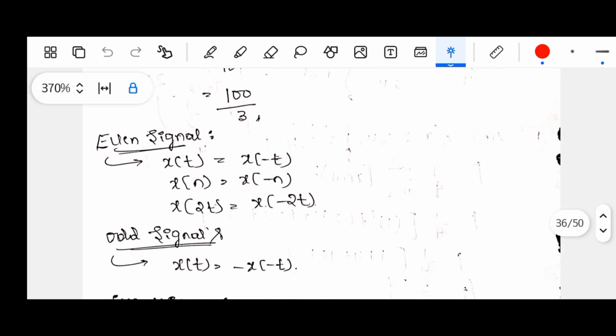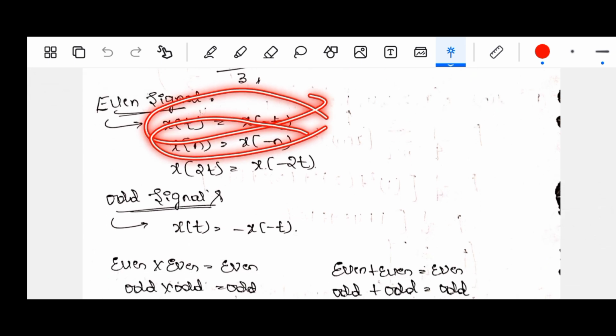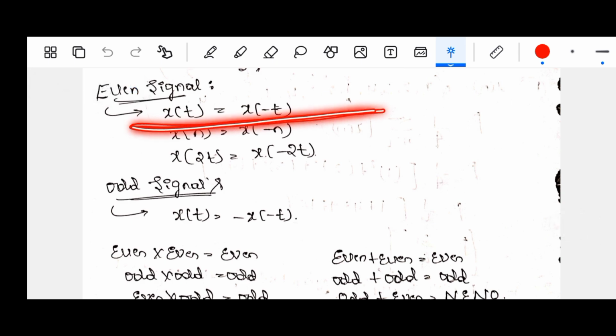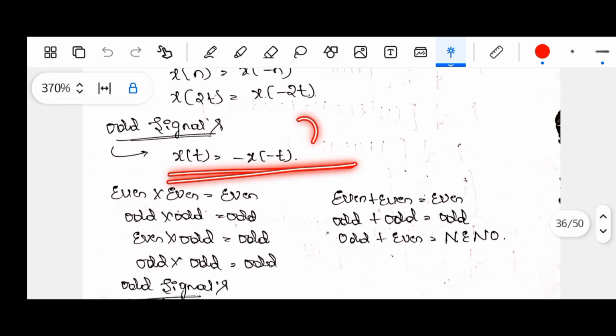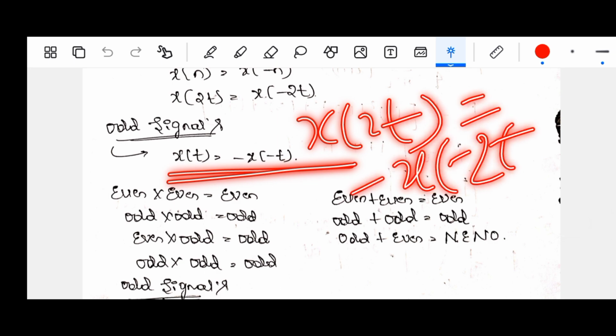Let's discuss even signals and odd signals. Even signal: x of t is equal to x of minus t, x of n is equal to x of minus n, x of 2t is equal to x of minus 2t. It is the formula: our even signal formula is x of t is equal to x of minus t. Odd signal: x of t is equal to minus of x of minus t. So this is the odd signal, for example x of 2t is equal to minus x of minus 2t.